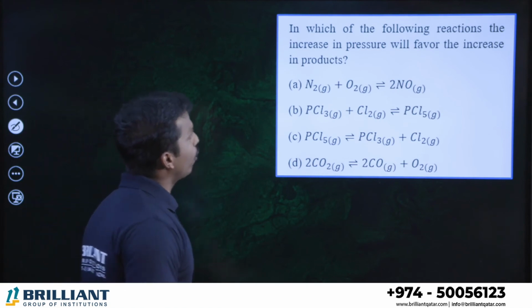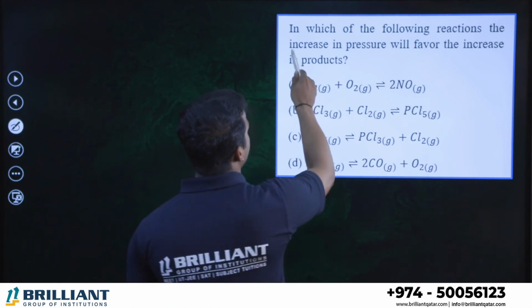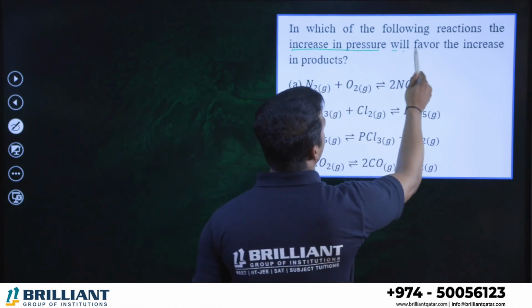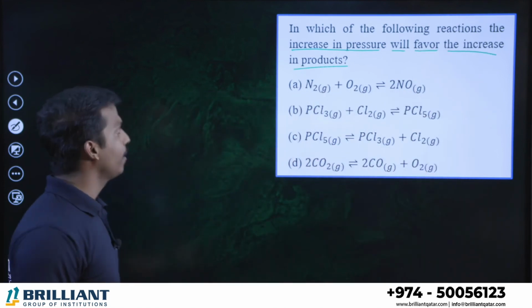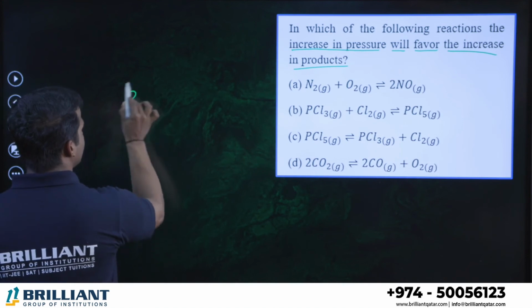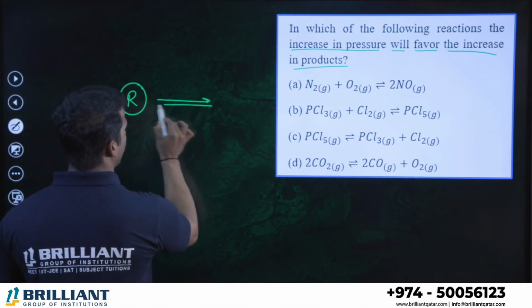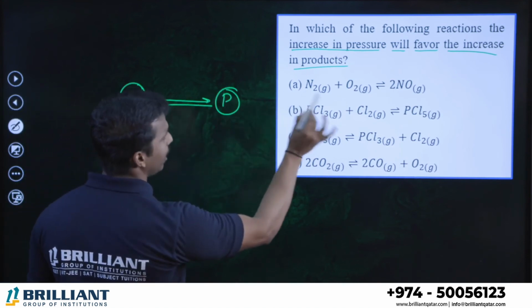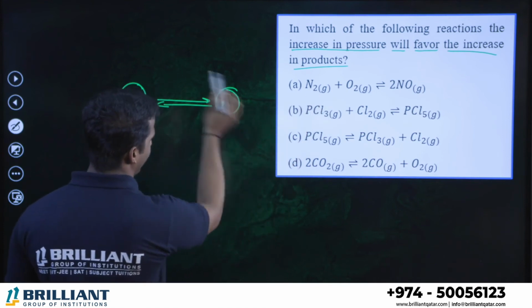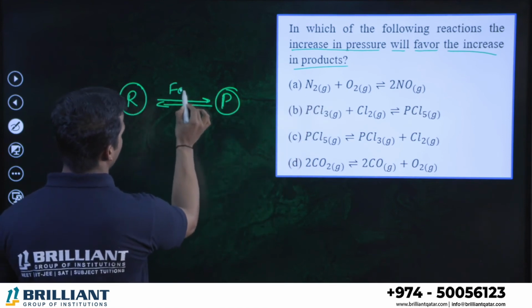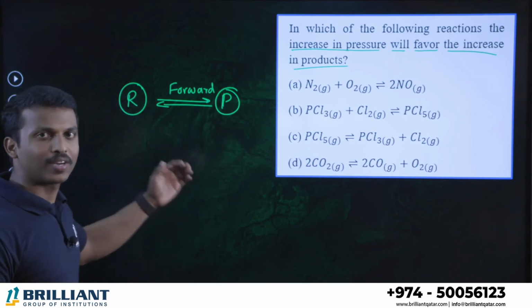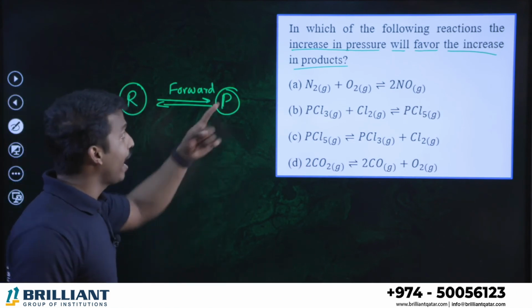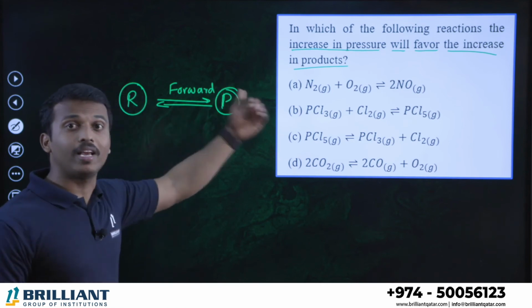In which of the following reactions will an increase in pressure favor the increase in product? Reactants are converted into product, and they need the maximum amount of product. So which reaction do you have to favor? The forward reaction, you want to get it more. And they already said you're going to increase the pressure.